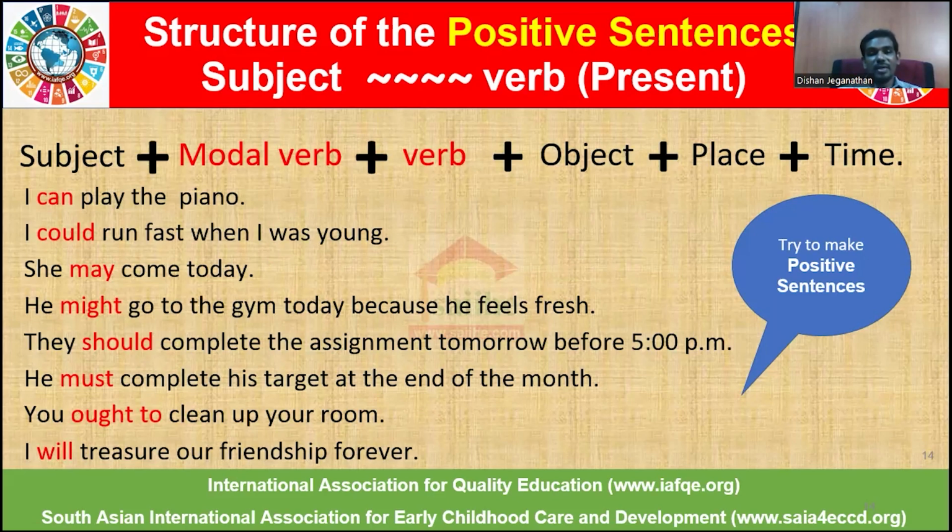I could run fast when I was young. Here you're talking about an event which had happened in the past when you were young, and could is the modal verb used. She may come today. He might go to the gym today because he feels fresh. They should complete the assignment tomorrow before 5 p.m., which is a command. He must complete his target at the end of the month.